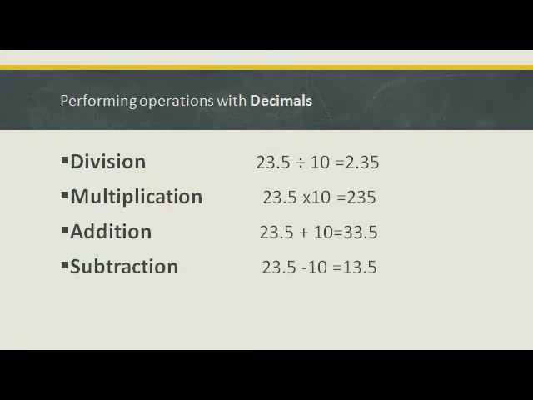Performing operations with decimals. First, division. 23.5 divided by 10 equals 2.35. Multiplication. 23.5 times 10 equals 235. Addition. 23.5 plus 10 equals 33.5. Subtraction. 23.5 minus 10 equals 13.5.